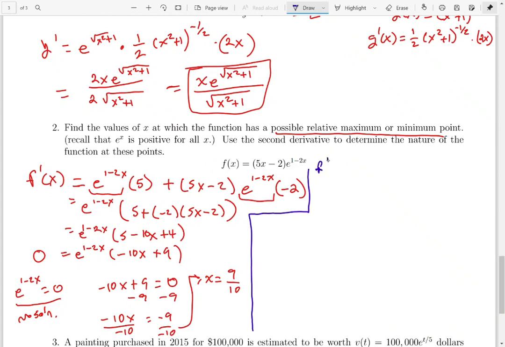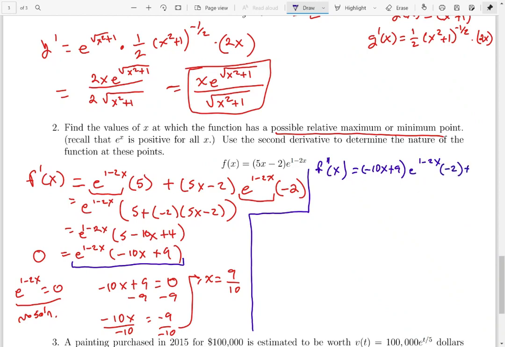I want to find f double prime of x. Well, f double prime of x is just going to be the derivative of e to the 1 minus 2x times negative 10x plus 9. So let's take the derivative of that. Well, let's leave the second function alone, just in the form of the way I've written it. That's going to be negative 10x plus 9 times the derivative of e to the 1 minus 2x. But the derivative of e to the 1 minus 2x is e to the 1 minus 2x times the derivative of the inner function, which is then negative 2.